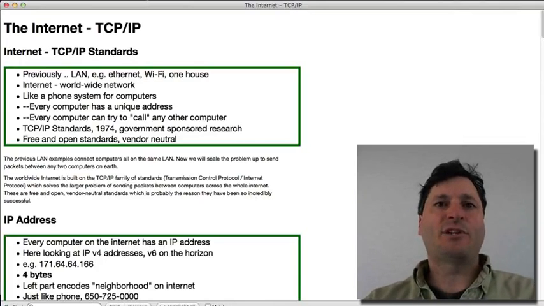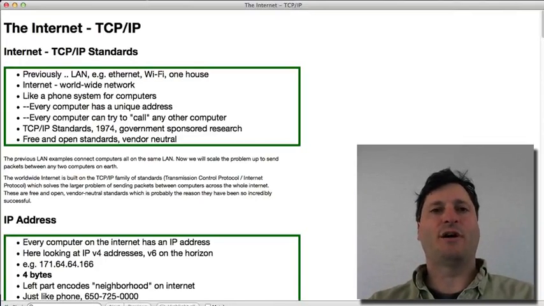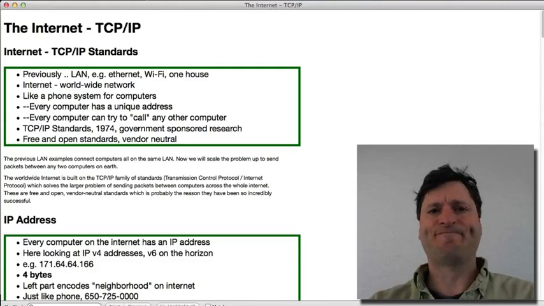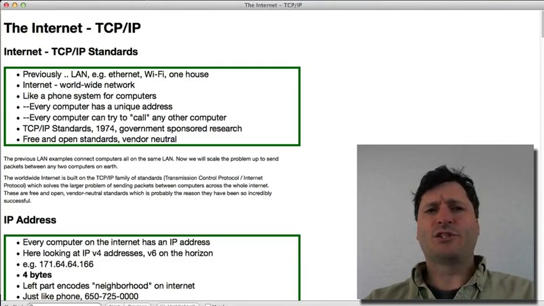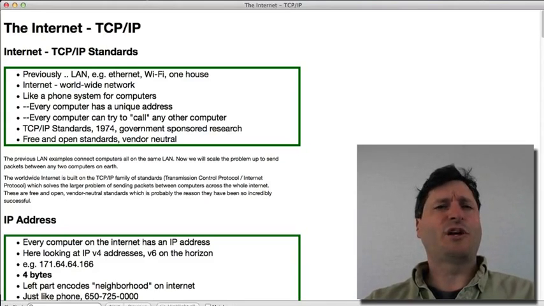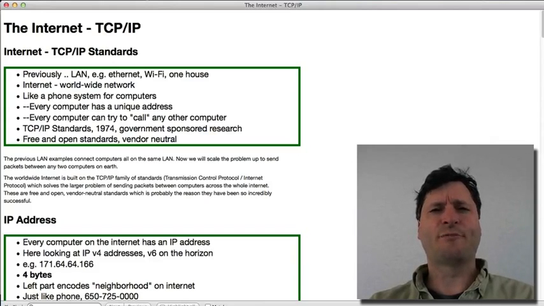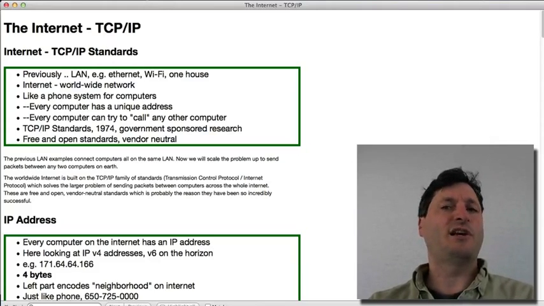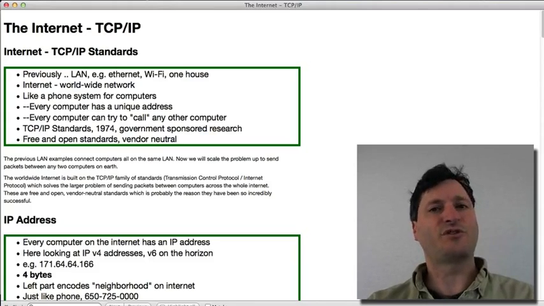In this section, I want to talk about how you go from LAN technology that just covers one house up to the World Wide Internet, where any computer can talk to any other computer. You can think of the World Wide Internet as sort of a phone system for computers, where they're scattered all over, and every computer has essentially an address, and any computer is able to attempt to make sort of a data call to any other computer. So that's where I want to get.